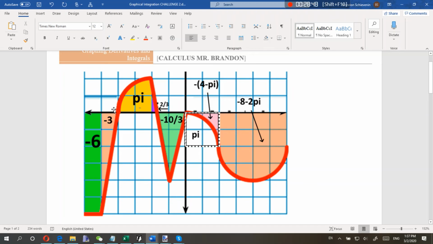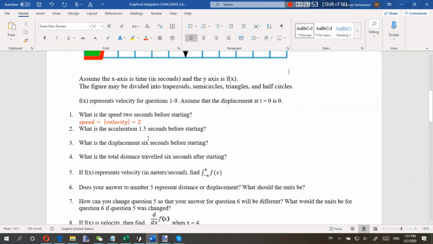So I need to get the slope of this line. My rise is 6, my run is 1, so this is going to be 6 units. So my acceleration 4.5 seconds before starting, we said, was going to be 6 units, as the acceleration is the derivative of velocity. I think I'm just going to run through the other ones as fast as I can. So I'll get through 9 at least.